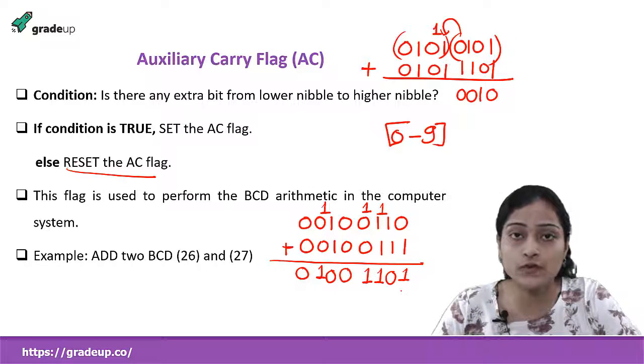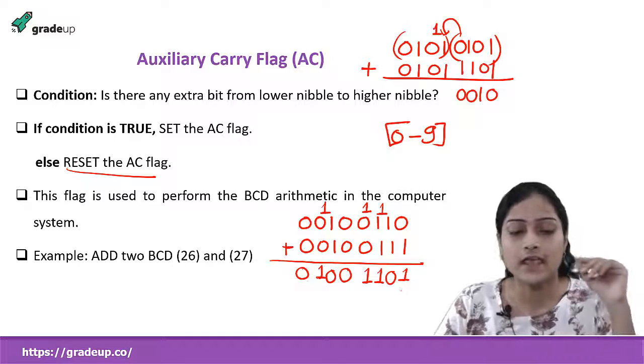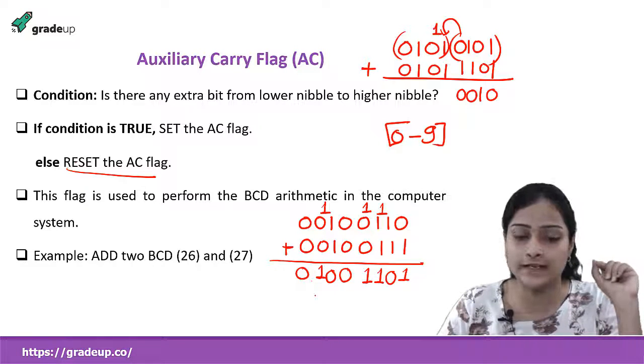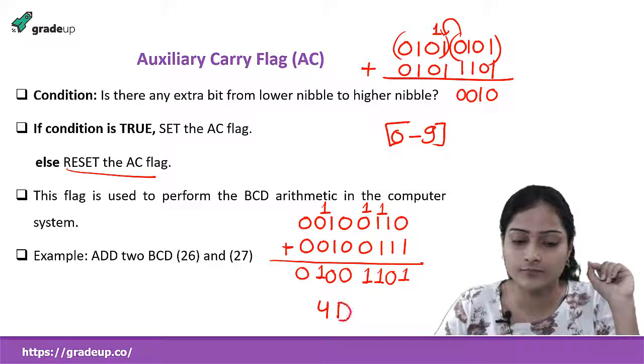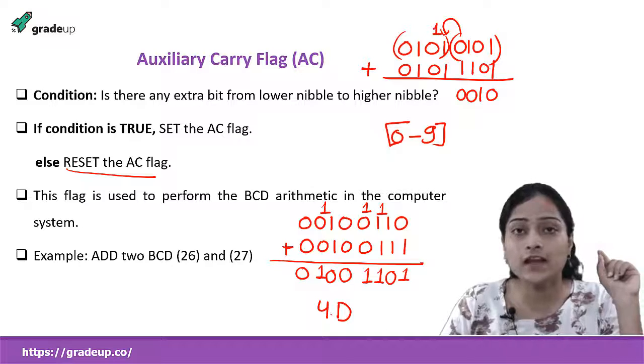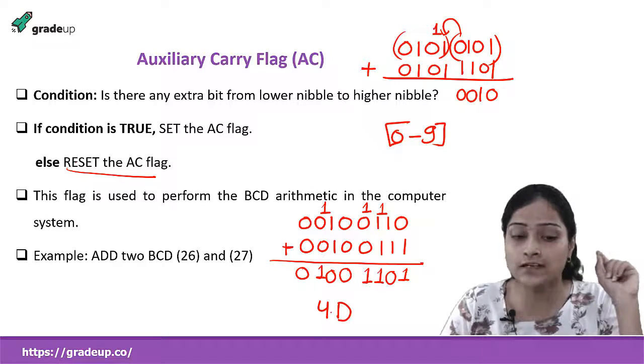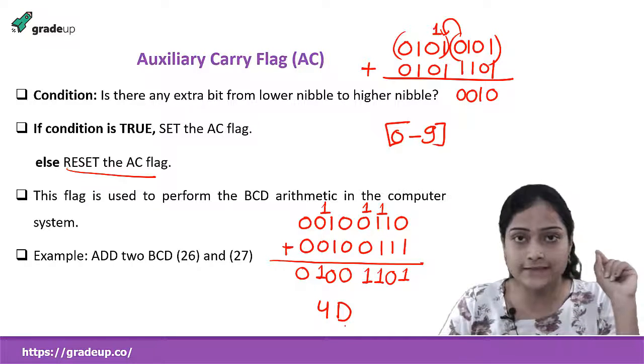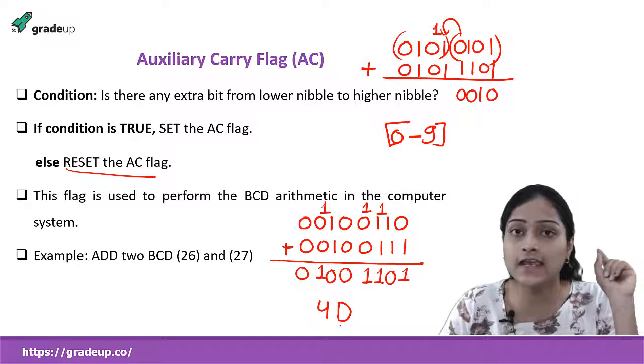So if you are going to read this output, what is it? You have to read it in the form of BCD. This is 4 and this is D. But in BCD, you are allowed to represent only 0 to 9 numbers. You are not allowed to represent D. But your accumulator output this time is 4D. Is it the correct output? No, it is not a correct BCD output.